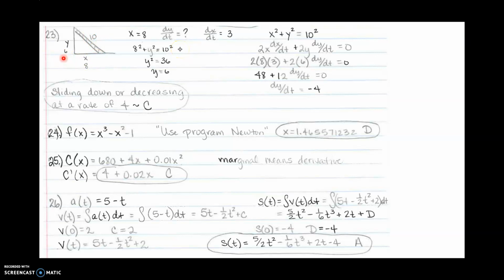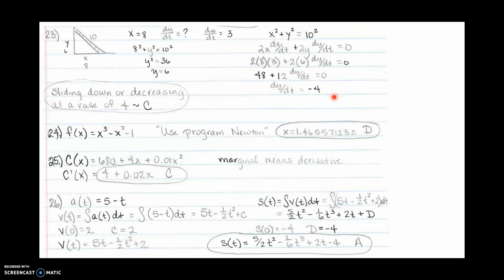So we're just going to do x squared plus y squared equals 10 squared. y squared equals 36, so y is equal to 6. So now I can come over here and put 6 in for y, and my only unknown would be dy/dt. So that's going to give me 48 plus 12 dy/dt is equal to 0. Subtract 48 from both sides and divide by 12. Now the reason that's negative is because it is a decreasing quantity, or it's getting smaller. So you could say it's sliding down or decreasing at a rate of a positive 4. The negative just shows that it's decreasing.